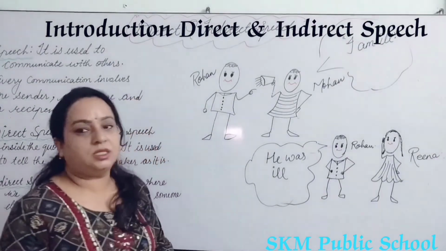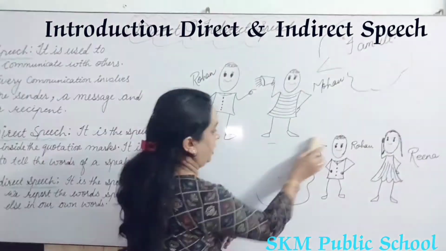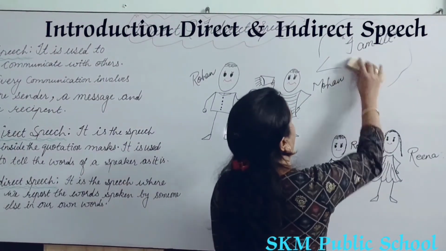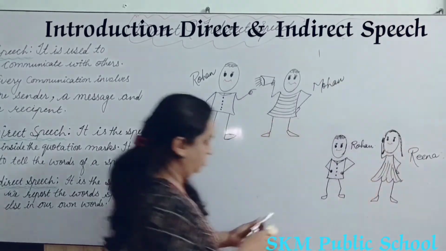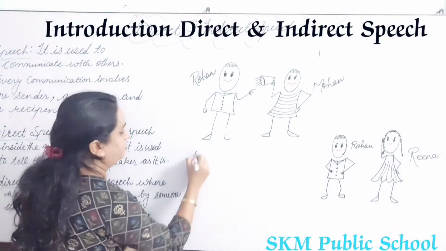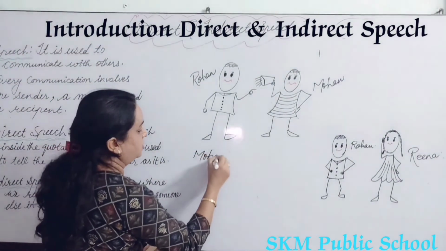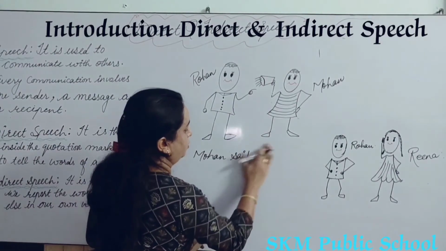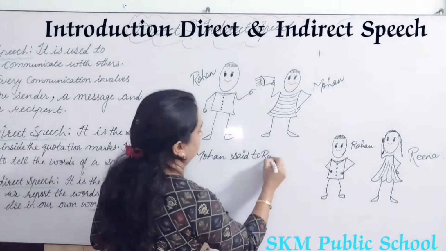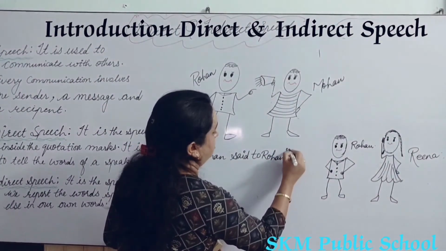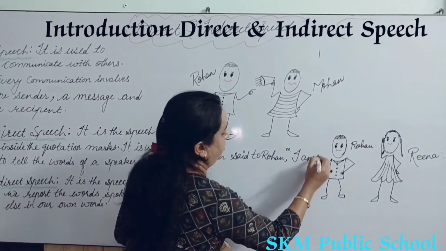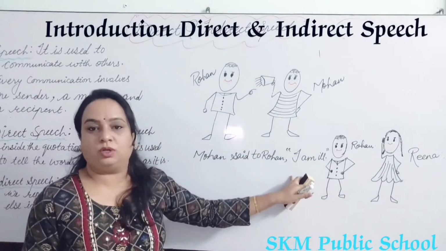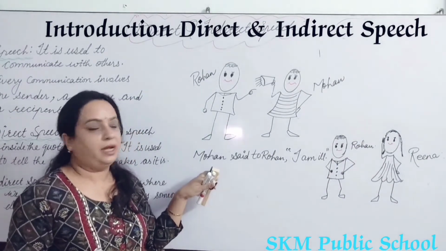Now let's do this with the help of a dialogue, that how this can be changed. So let's write down. First is Mohan said, or you can say Mohan said to Rohan, "I am ill." So these are the exact words of Mohan, right?